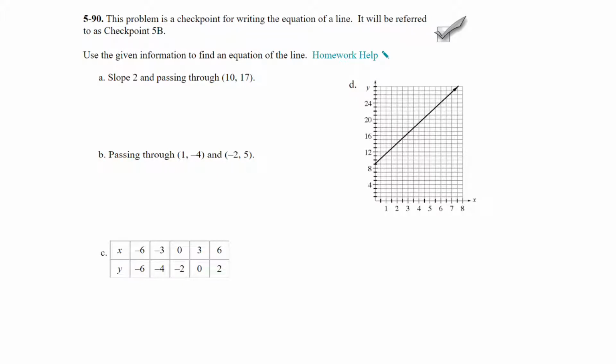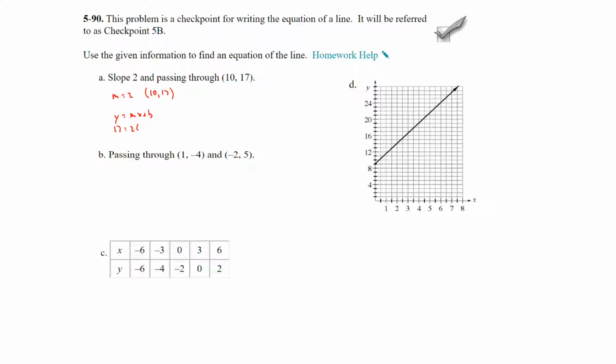Question 90. This problem is a checkpoint for writing the equation of a line. It will be referred to as checkpoint 5b. Use the given information to write an equation of the line. Slope 2 and passes through (10, 17). So if we have the slope and we have an ordered pair that the line goes through, we have m, x, and y. So we can rewrite this into slope-intercept form.